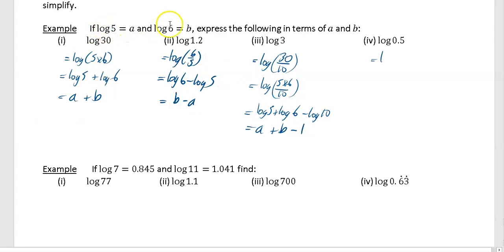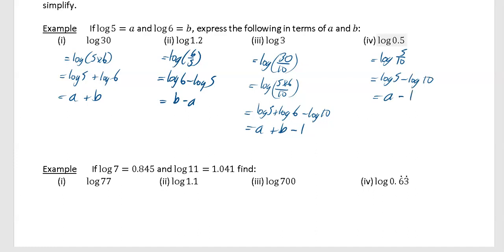Okay, the next one, and a very important example to show you don't always have to use both the 5 and the 6. So in this case, we have 0.5. 0.5 is the same as just 5 divided by 10. So in this case, we could write that as log of 5 minus log of 10. Log of 5 is a, log to the base 10 of 10 is 1, so it's just a minus 1.